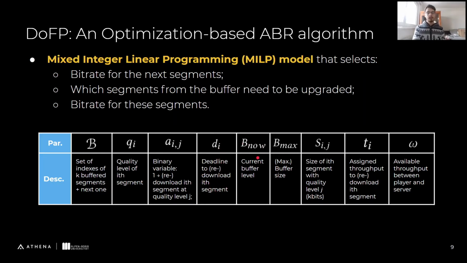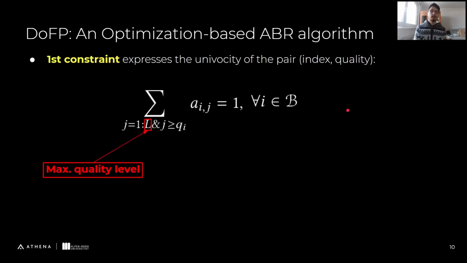P now is the current buffer level. P max is the maximum buffer size, the maximum amount of segments that we can store at the client side. Sij is the size of the segment I at quality level j in kilobits. Ti is the assigned throughput for redownloading the segment I, and will be selected by the model. And omega is the available throughput between the player, or the client, and the server. So let's start with the first constraint.